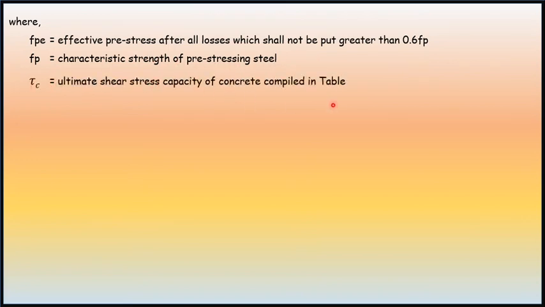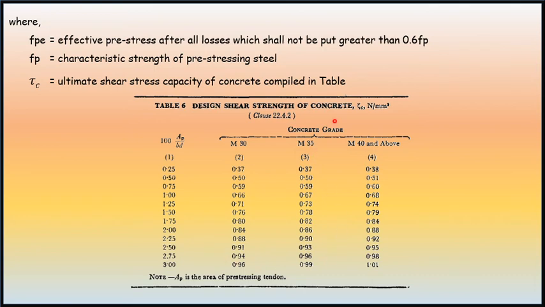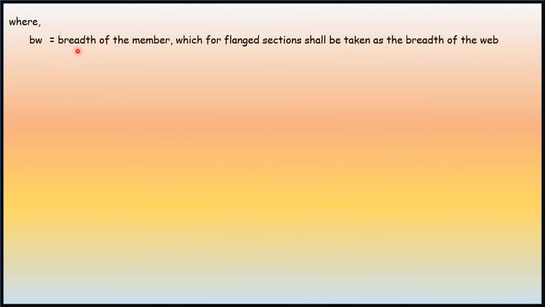Tau C is the ultimate shear stress capacity of concrete, compiled in a table. So this is the table from where we are able to get the value of tau C as the design shear strength of concrete. Here AP by BD multiplied by 100 is the percentage of prestressing area of tendon, which is 0.25, 0.5, 0.75, and so on till 3%, as compared for concrete grades M30, M35 and M40 and above. BW is the breadth of the member, which for flanged sections shall be taken as the breadth of the web. D is the effective depth of tendons.